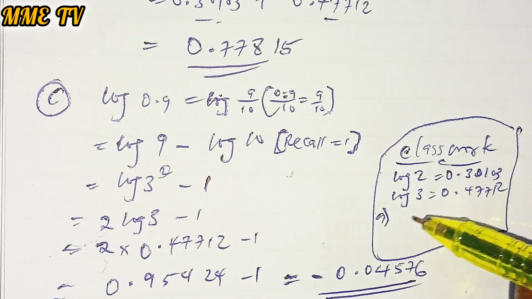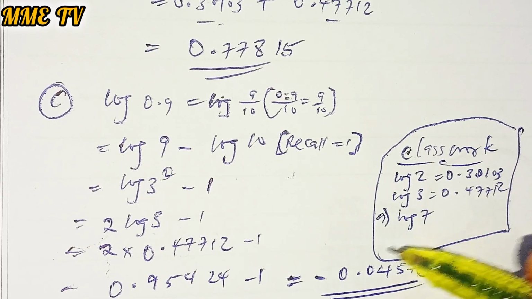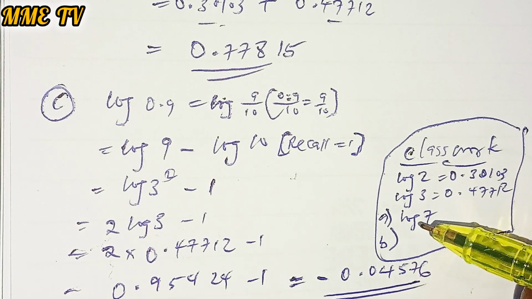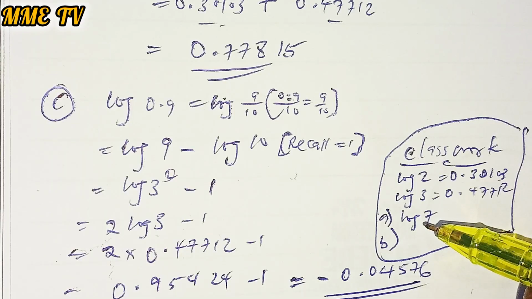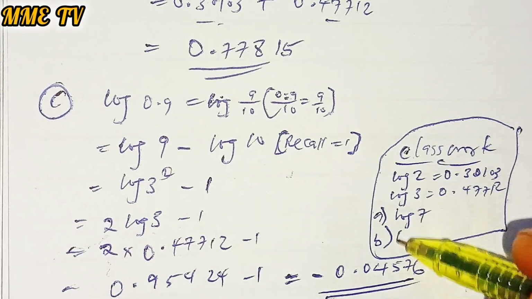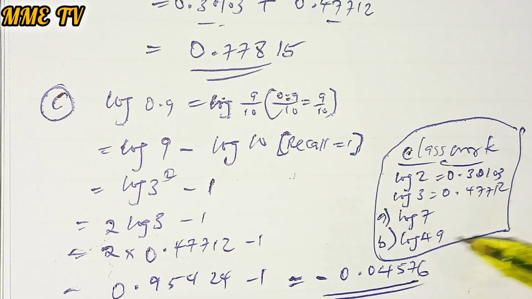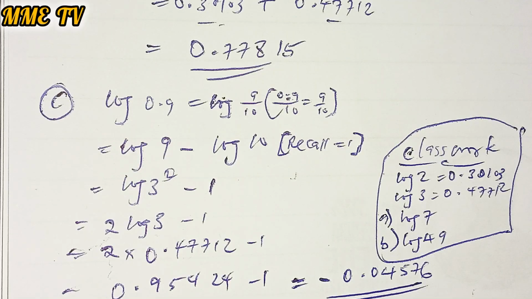A, you're asked to find log 7, and B, you're asked to find log 49. When you solve these two which I have given, whatever answer you get at the end of this, these are the two things that will enable you to be part of this community which you are building till the end.